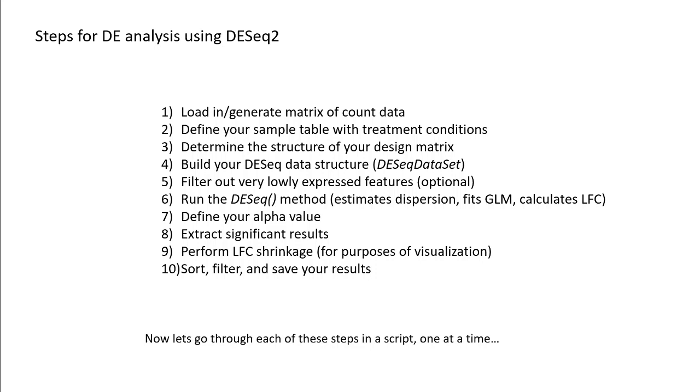Running DESeq2 consists of the following steps. 1. Load in and generate a matrix of count data. 2. Define your sample table with treatment conditions. 3. Define your design matrix. 4. Build your DESeq data structure. 5. Optionally, you can filter out lowly expressed features. This will speed up the computing process. 6. Run the DESeq method. This is where computing dispersion estimates, fitting the GLM, and calculating the log fold change occurs. 7. Set your significance threshold. 8. Extract significant results. 9. Perform log fold change shrinkage for the purpose of downstream visualization. And finally, sort, filter, and save your results. We'll now go through these steps in a script one at a time.